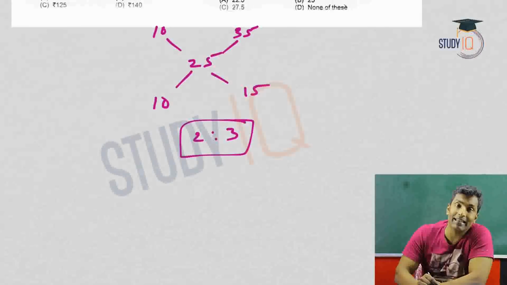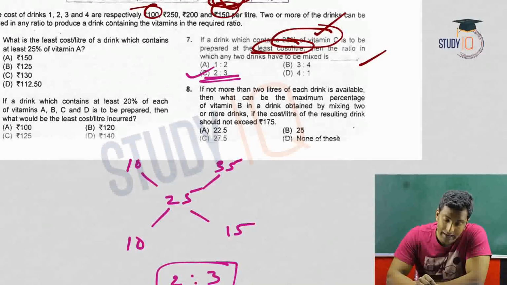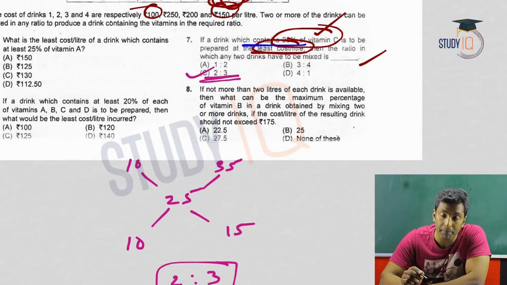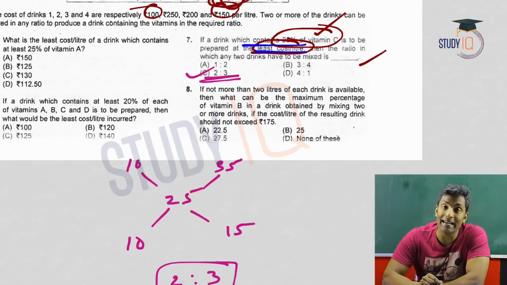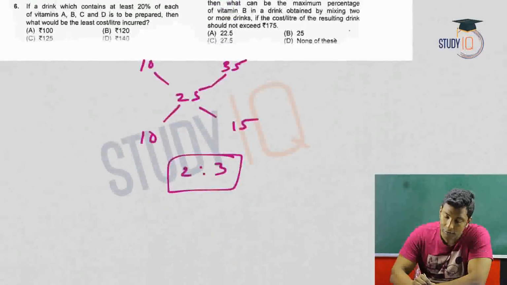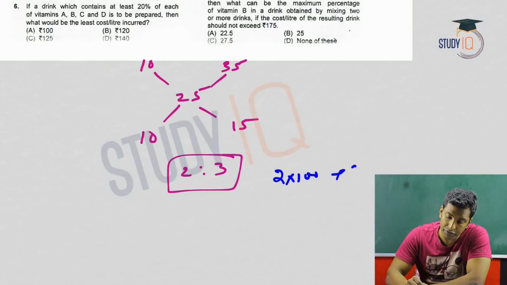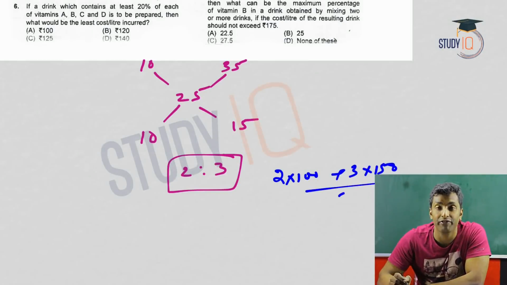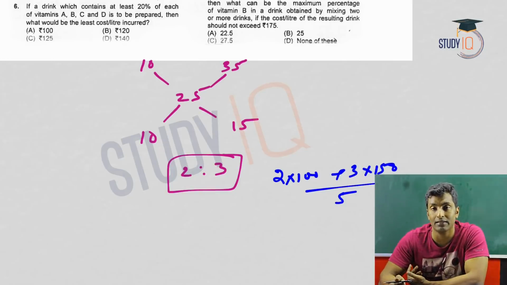If you need to find the cost per liter, you'll just multiply, right? So if that is the second case, then one more step is there. I need a drink which contains 25% vitamin C at the lowest price. So your intermediate step is finding this ratio. And the last step will be 2 multiplied by 100, the price of drink 1, plus 3 into 150, the price of drink 2, divided by 5. So you'll get 200 plus 450, 650 by 5, you'll get the answer 130, right?